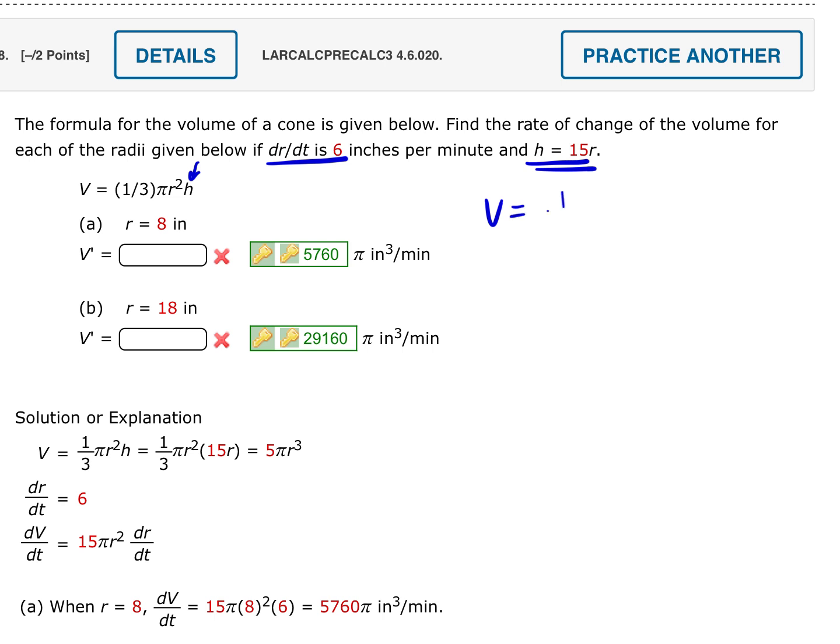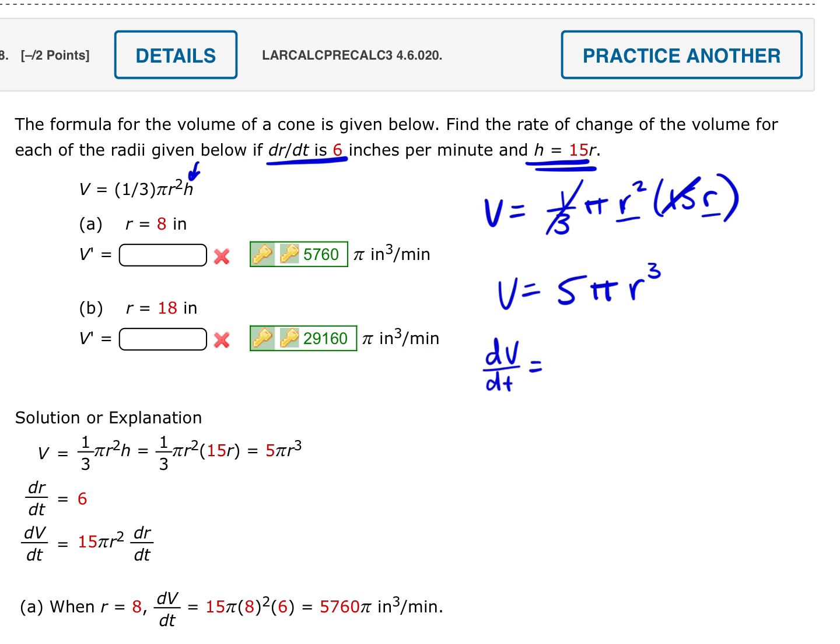So our new volume equation would be 1/3 pi r squared times 15r. We can clean this up a bit. 15 times 1/3 would be 5. So 5 pi, and then r squared times r would be r cubed. So now let's take the derivative. dv over dt is equal to 5 pi is our coefficient, so we can just leave that out front. What's the derivative of r cubed? 3r squared.